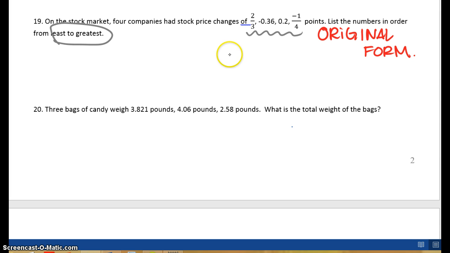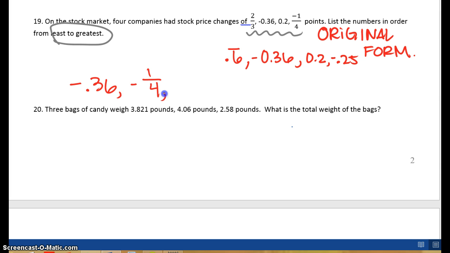So 2/3 is actually 0.6 repeating. We already have this one in decimal form, negative 36/100ths, and this one as well. And then negative 1/4 is negative 0.25. So now I'm going to write these from least to greatest. The smallest number is negative 36/100ths. Then we have negative 1/4, 2/10, and 2/3. And that is my final answer, so I'm going to circle that.